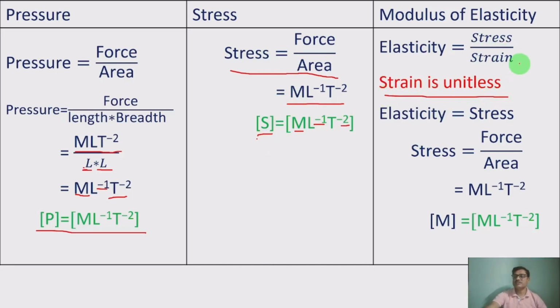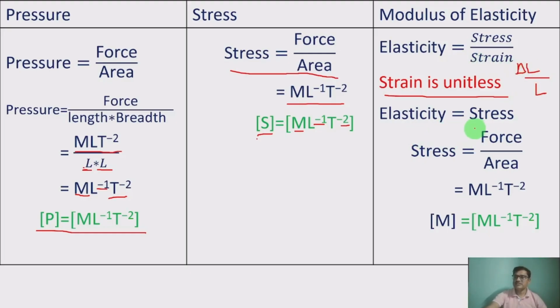The strain is given as the change in length to the original length. In the numerator we are going to get a length, and in the denominator also we are going to get a length, so delta L by L. Therefore, both are in terms of length, and those are unitless. They do not have any dimensions here.